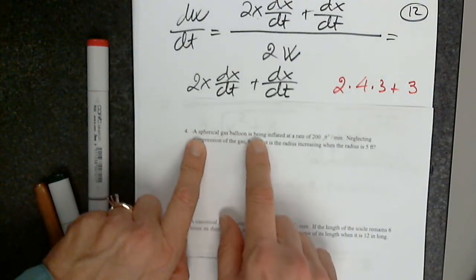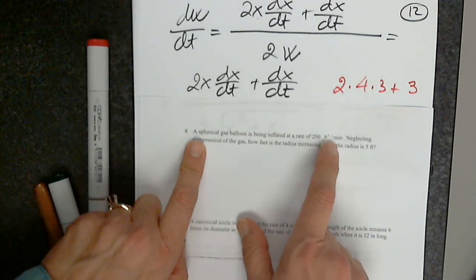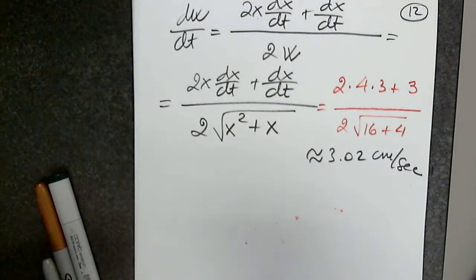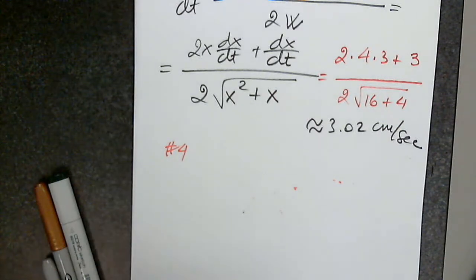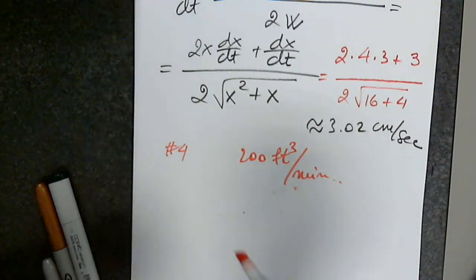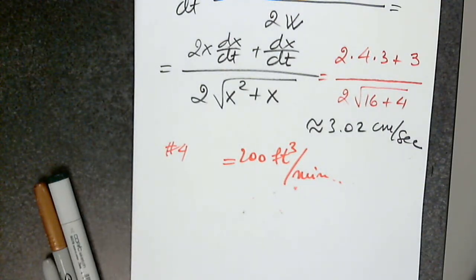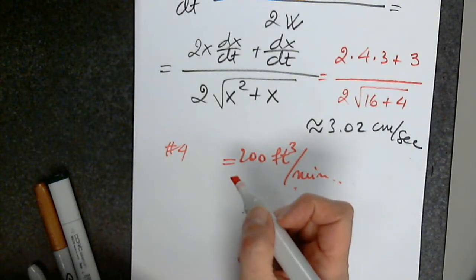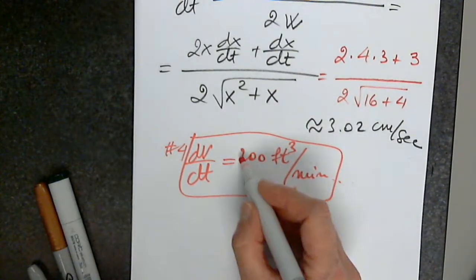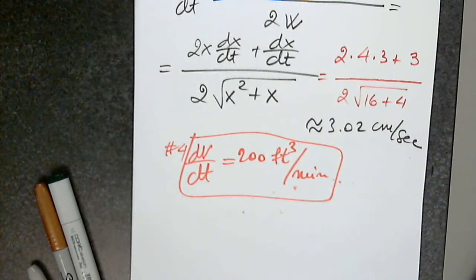A spherical gas balloon is being inflated at a rate of 200 cubic feet per minute. So that's our problem four. A spherical gas balloon is being inflated at a rate of 200 cubic feet per minute. What is this? Can we move on before I identify what is given here? The rate of change of volume. With respect to? Time. Excellent. So how do I write that? Excellent. Thank you, Charlie. dV/dt. Of course. This is what is given in our problem in the very first sentence. We are told when I put air in this balloon, the volume increases at a rate of 200 cubic feet per minute. Excellent.